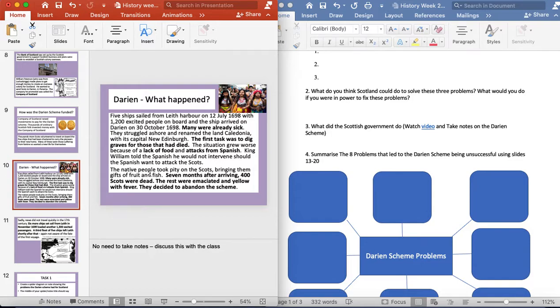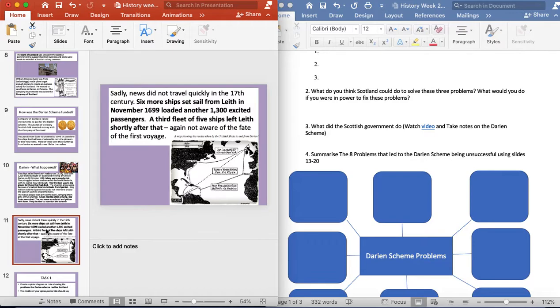So the native people took pity on the Scots. They brought them fruit and fish, and basically they lasted 7 months. 400 Scots were dead. The rest were emaciated with yellow fever. They decided at that point that they were just peacing out. Okay, it was just a bad situation.